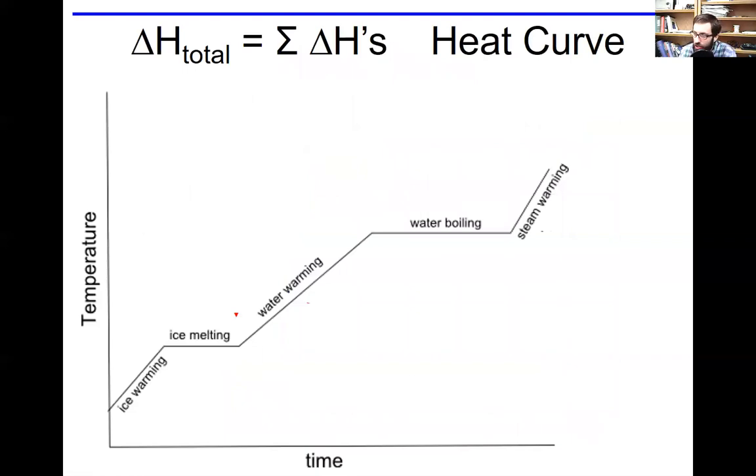It takes a certain amount of energy to do that, an amount of enthalpy, delta H. And we can sum up the delta H's if we wanted to calculate different things, like the amount of heat to warm the ice to its melting point, the amount of heat to melt the ice, the amount of heat to warm the water, the amount of heat to boil the water, and then the amount of heat to heat up the steam, okay?